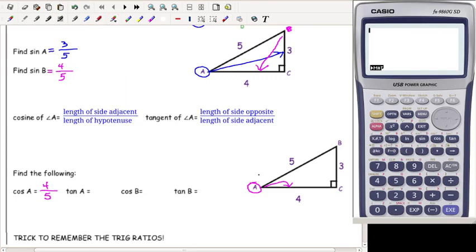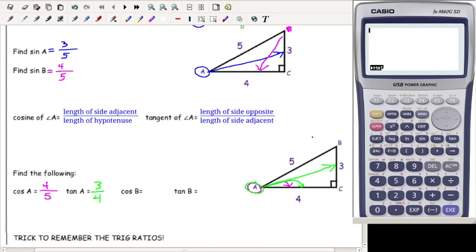Tangent of A is going to be the length of the side opposite. So we'll start with the opposite side, which is the 3, divided by the length of the side adjacent. Well, that's the one that we used already. That's the 4. So my tangent ratio is 3 over 4.